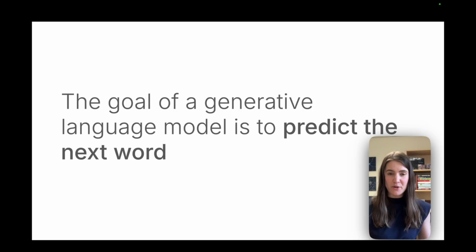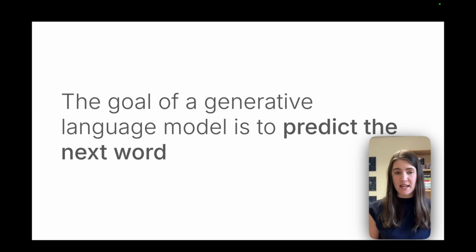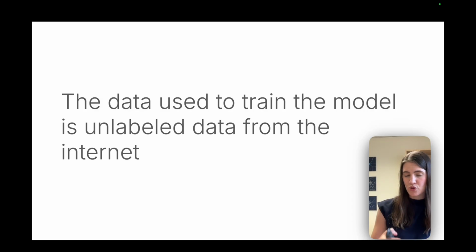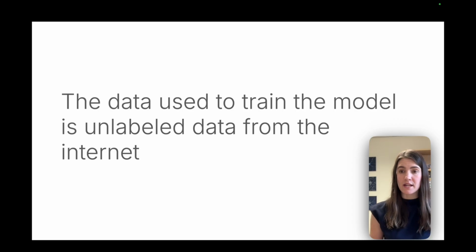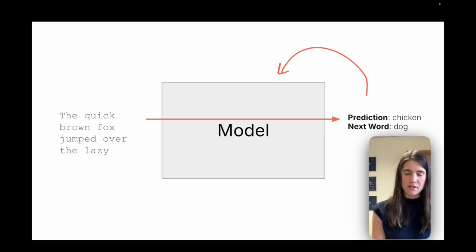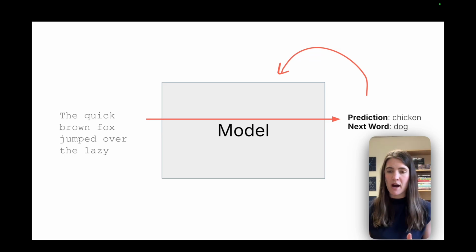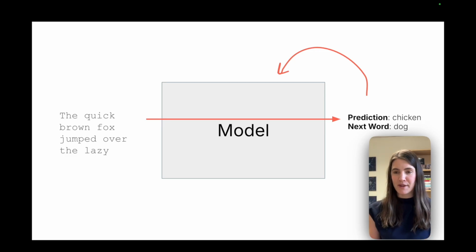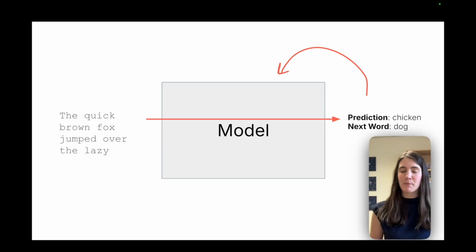The goal of a generative language model is exactly what we just did, is to predict the next word. The data used to train the model is unlabeled data from the internet. So we take a bunch of unlabeled data from the internet and we train it to try to predict the next word in sequences. So here's how we do it. We have the quick brown fox jumped over the lazy. We put that through our model and we get a prediction of maybe chicken. And we know that the next word is actually dog. And so we update our model.